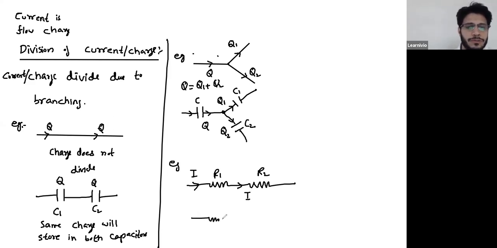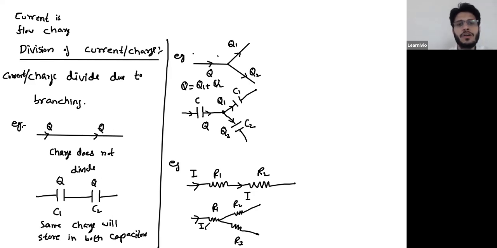What about this now? This is R1, this is R2, and this is R3. Let's say some I1 current enters in this. So Fatma, what will happen to current in this case? Current will divide or not? Yes, it will divide. So this is I1, this is I2, this is I3. So you can write your I1 as I2 plus I3. So this is how we decide division of current.